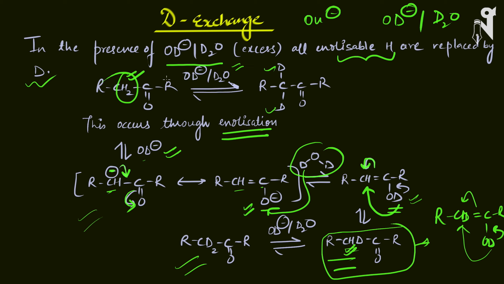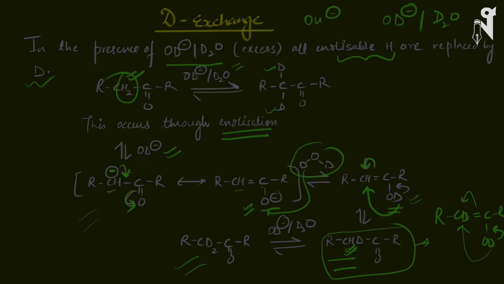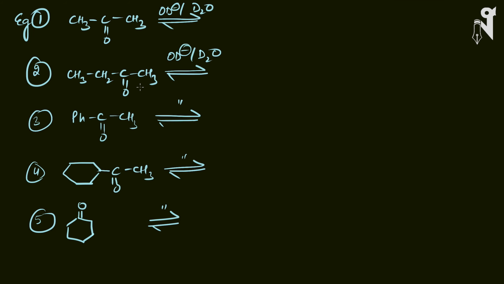In the presence of excess OD minus and D2O, all enolizable hydrogens get replaced by deuterium. This is very important. You need to understand this, and this is very important because they ask you in many reactions in advanced paper. This is a very important implementation of this concept. Now I have given some questions over here, and you have to figure out what will be the product formed when these compounds have been kept in OD minus D2O after enolization. Once it will form enol, and then it will get converted into keto. How its keto will look like, this you have to tell me. Try it out on your own, and then I will tell you the answers of these.